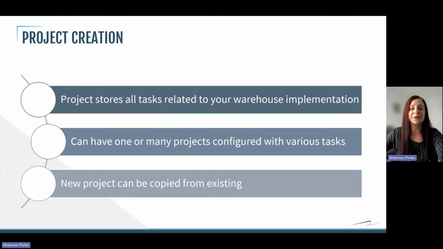The starting point on this workspace is going to be a project. A project is going to store all of our tasks related to our warehouse implementation. Now, there's no limit to the number of projects we can have. We're not a one and done. You can have unique task lists associated with each of these projects, and these projects can be created from scratch or copied from an existing project. So maybe you need to configure 2 new advanced warehouses, but you want to track your progress independently. 2 projects can be a very good way to do that.